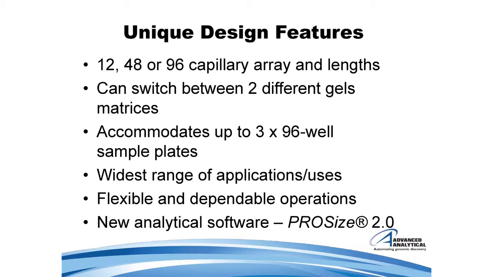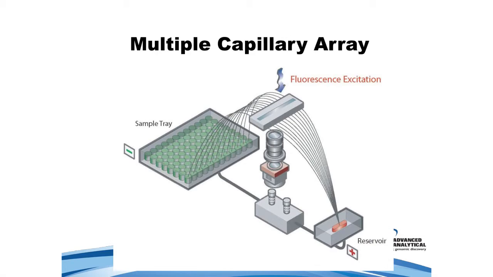I've listed here some of those unique design features, and I'd just like to cover a few of them in my time. Our capillary arrays come in 6 different configurations. We have a 12 capillary array, a 48, and a 96 capillary array, which are interchangeable by the user. We also have different lengths for our capillary arrays. We have a 22, a 33, and a 55 centimeter capillary array. Their configurations and lengths are listed here. All of our arrays go through a highly controlled quality testing process before they're released for use.